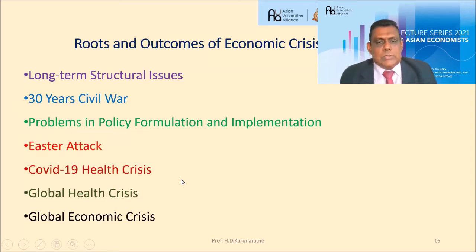As many of us know, Sri Lanka is the most open economy in South Asia. We introduced trade liberalization policies in 1977. So we are connected with global trade, global migration, foreign investment and all the rest. Therefore, the global impact from the health crisis and economic crisis is felt in Sri Lanka's activities. So these are the major root causes of the current economic crisis.